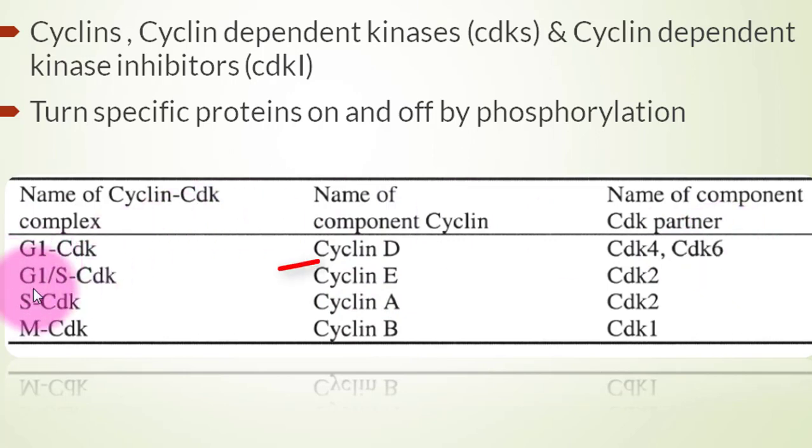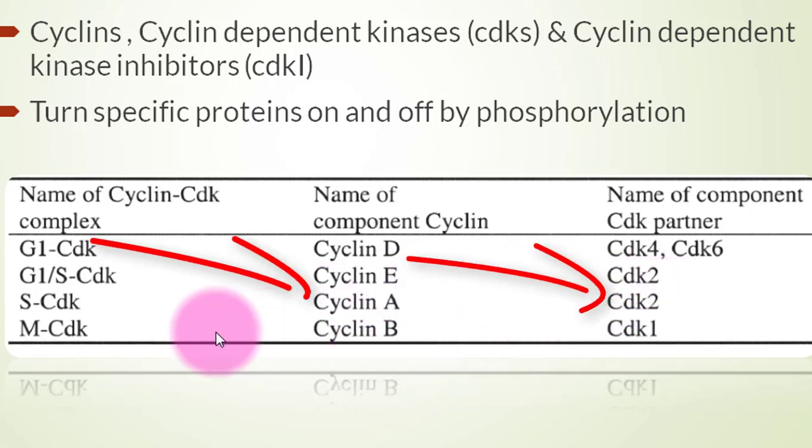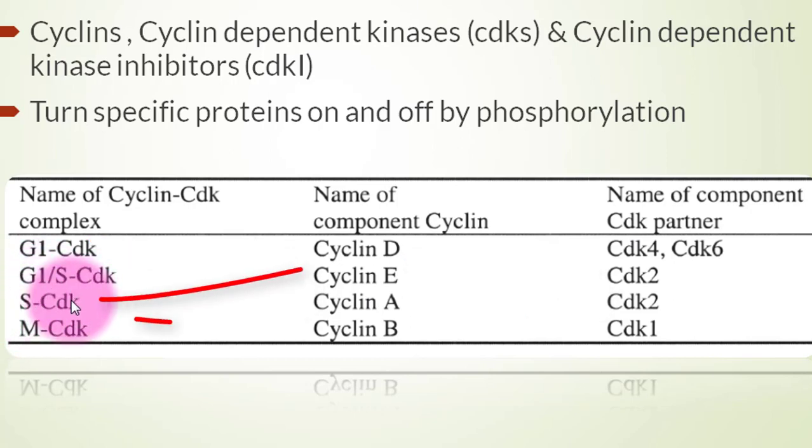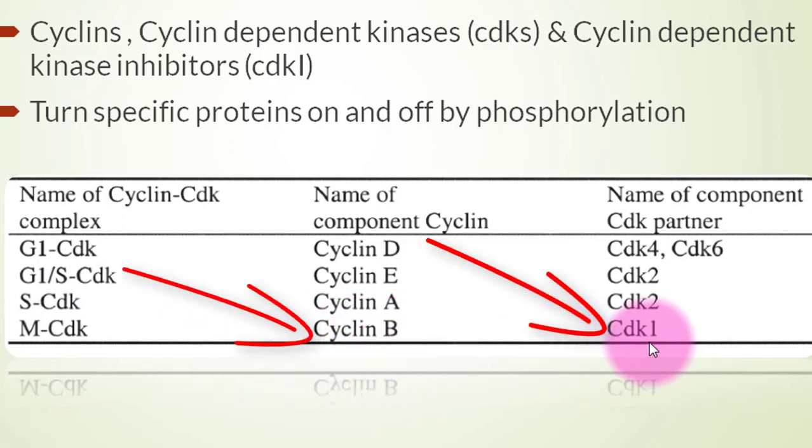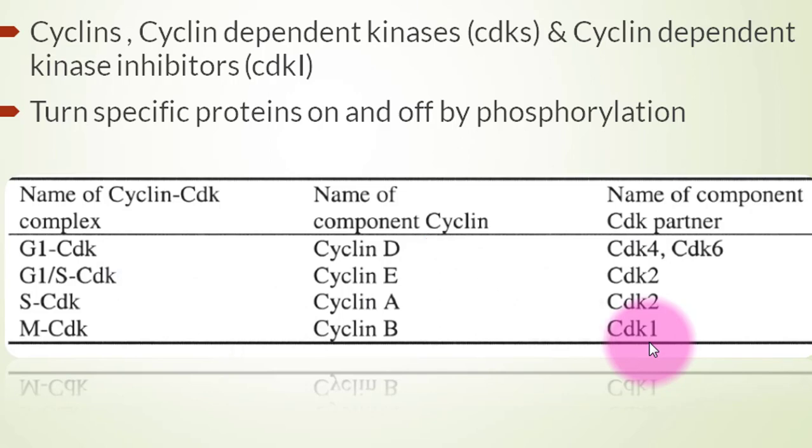We have another complex that is called the G1/S CDK. It activates the transition of the cell from G1 to S, and it is made up of cyclin E and cyclin-dependent kinase 2. We have another complex made up of cyclin A and CDK2, which is found in the S phase and functions during DNA replication, and it is called the S-CDK. And finally, we have another complex called M-CDK, a very important complex that functions during the M phase, and it is made up of cyclin B and CDK1.